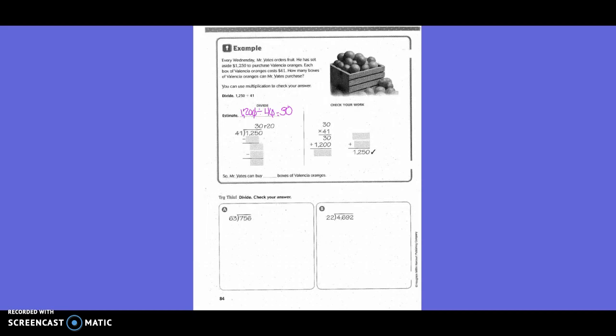So they told us that 41 times 3 got us close to 125. So what is 41 times 3? So work that over here. 3 times 1 is 3. 4 times 3 is 12. So 123. Now, could I have done that mentally? Yes. 125 minus 123 is 2. Bring down my 0. 41 into 20. It can't happen, so they put a 0 up here.